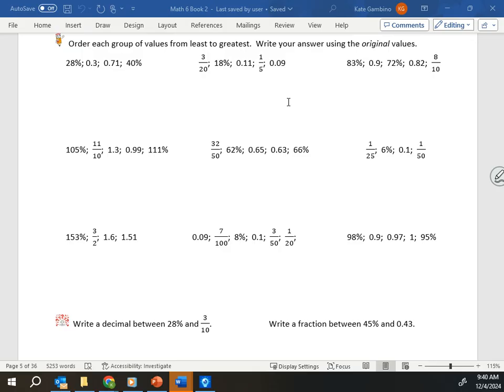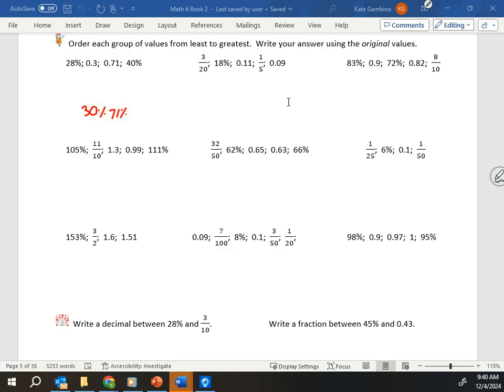So let's say I want to pick percentages. I already have 28%. What would 0.3 be? What percent, Emma? 30%. What would 0.71 be, Hayden? 71%. And then we have 40%. So now, 28%, 30%, 71%, and 40%. Can I put those in order easily?